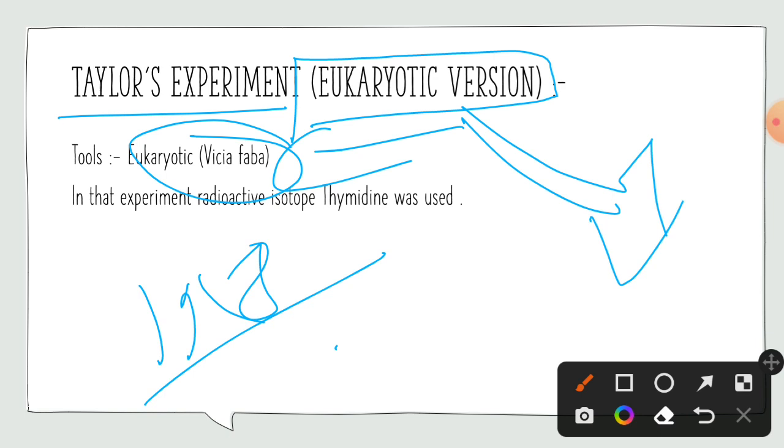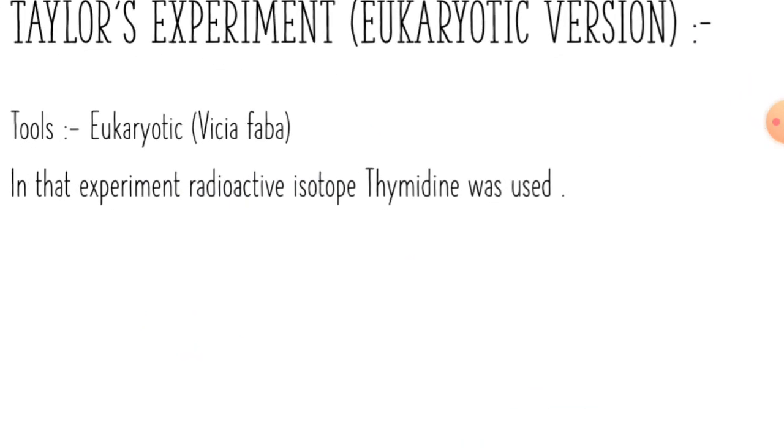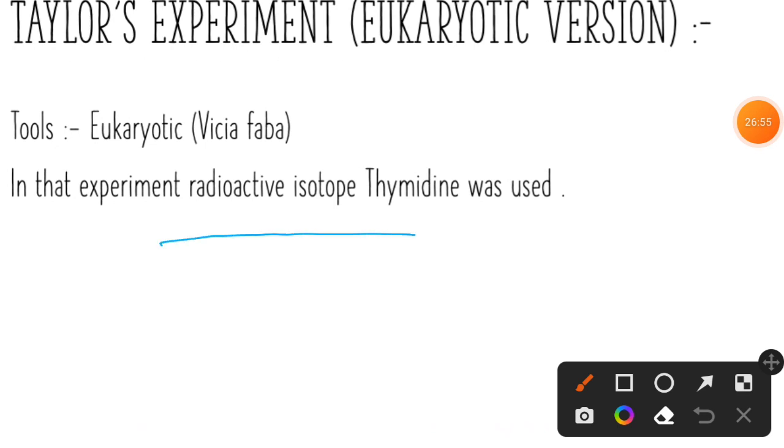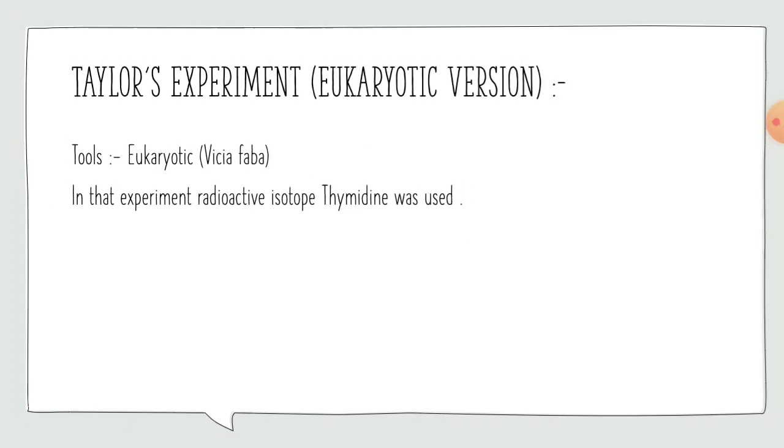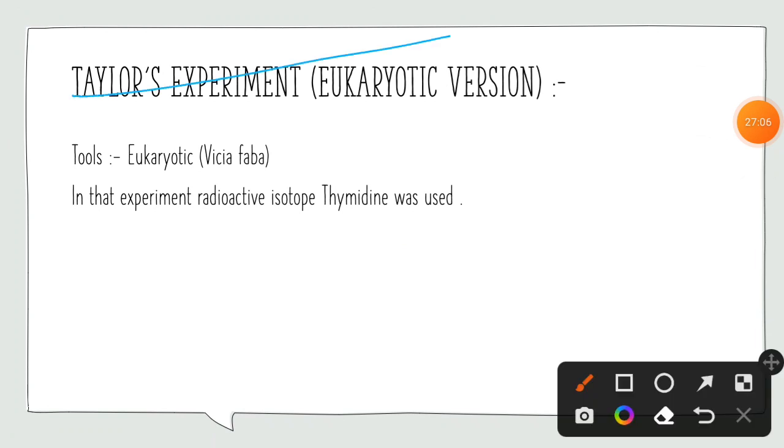E. coli for their experiment, and Taylor used Vicia faba for his experiment. Okay, and in that experiment he used a radioactive isotope, which was thymidine. Another important difference between the Meselson and Taylor's experiment is that in Taylor's experiment we are using a radioactive isotope. Please remember it very carefully.